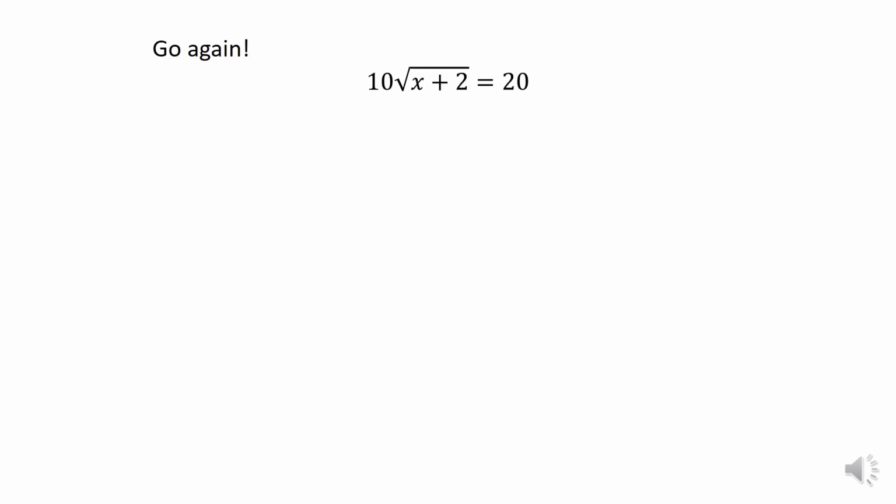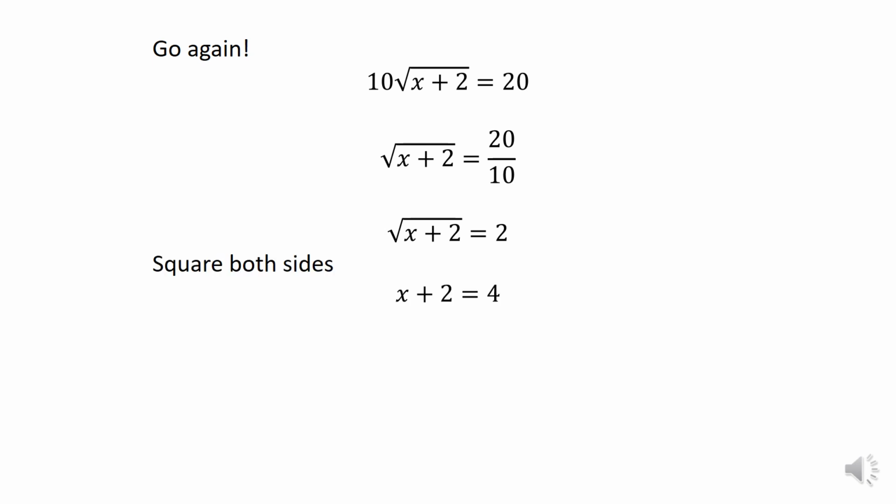So this is what we have now, and we'll work with this. Firstly, we can divide both sides by 10. That will make things look nicer. So you have root x plus 2 equals 2. And we're going to square both sides. And we get x plus 2 equals 4. And solving for x, we get x is 2.